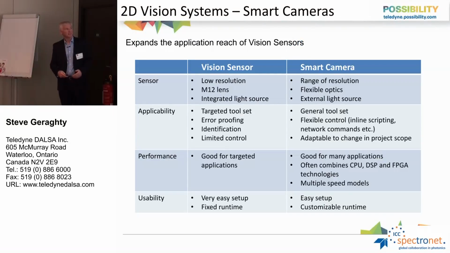And this slide just basically emphasizes what I just talked about. Better sensor options, more flexibility in terms of the application, more performance. So a lot of these smart cameras will combine different processing elements like CPUs and DSPs and maybe GPUs and FPGAs to give you the performance you need, and of course very good usability.